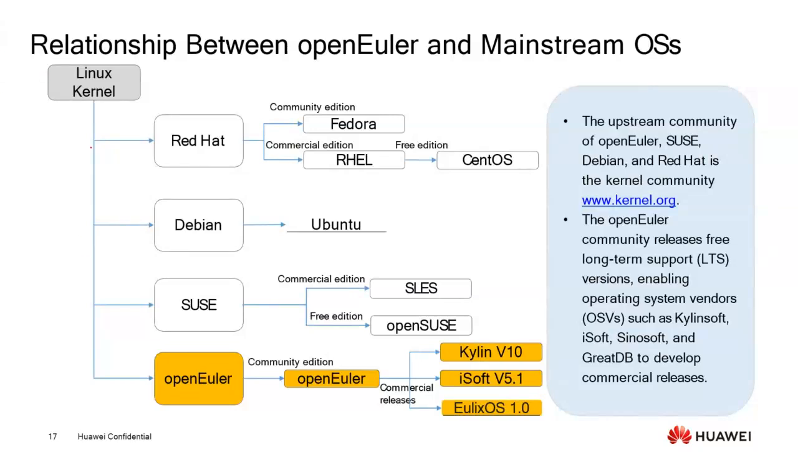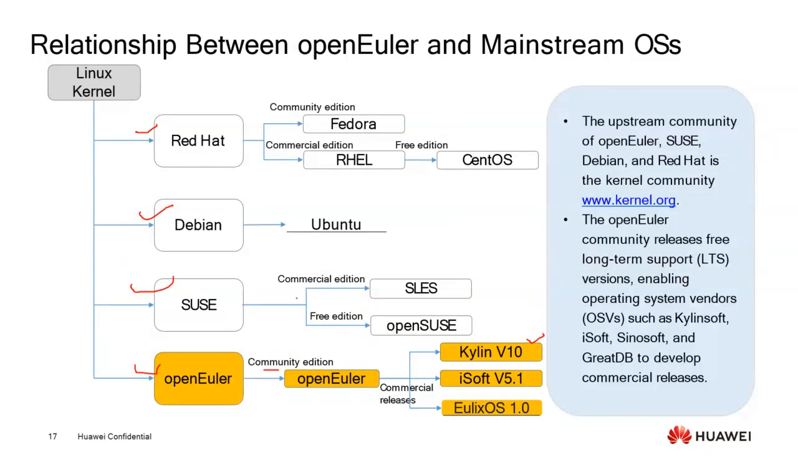In Linux operating systems, we have Red Hat as one of the distros, then Debian, and SUSE. Then we have OpenEuler. OpenEuler has a community, basically people that improve on the existing version. So from the community version, one of the versions is called Kylin version 10, and then iSoft v5.1, and then Ulix OS 1.0. These are all derived from the community.